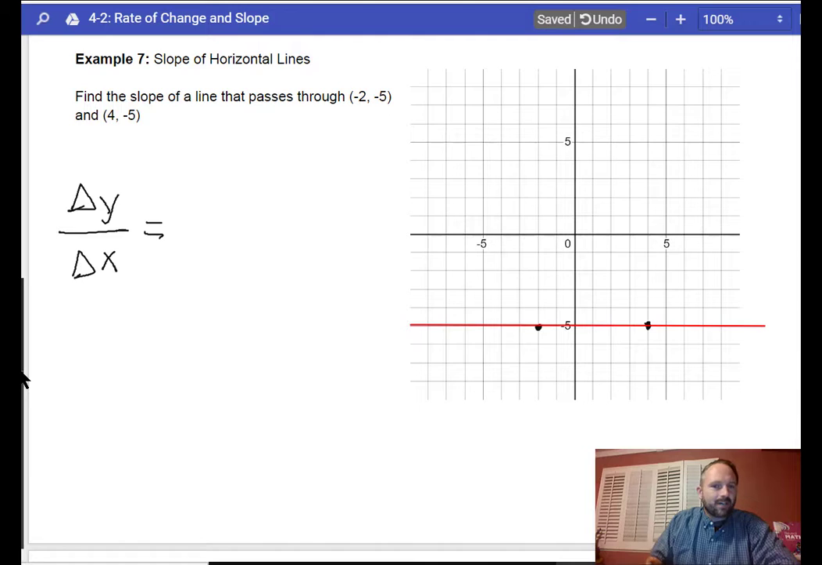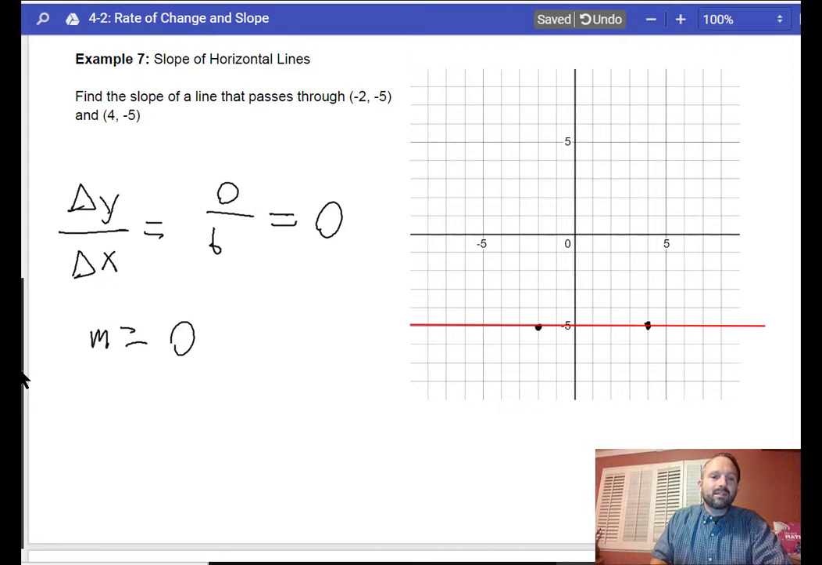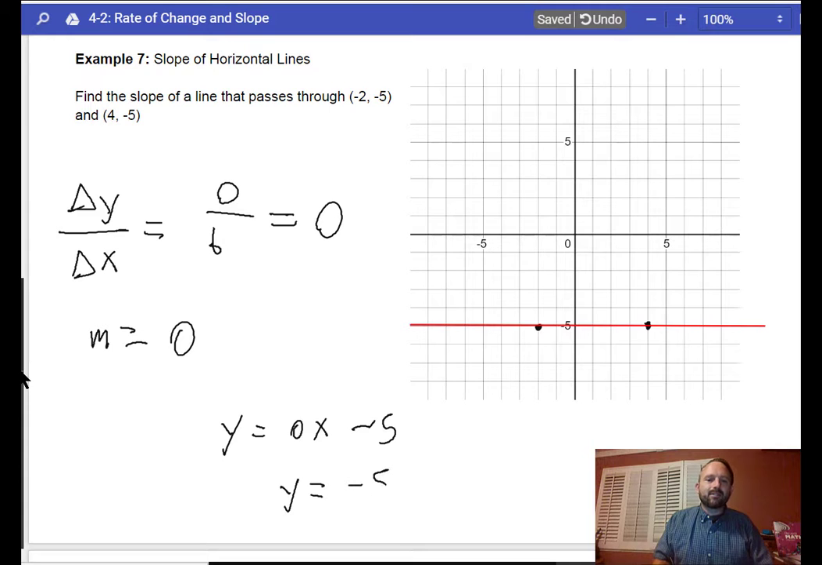So it doesn't go up or down or anything, so the rise is 0, and it goes from -2 to 4, so 6. If you use a calculator, you'll see that 0 divided by 6 is 0. So this has a slope of 0. So m is equal to 0. For this equation right here, this would be y is equal to 0x minus 5, or just y equals -5. Alright, let's go on. We're going to talk about a vertical line now.